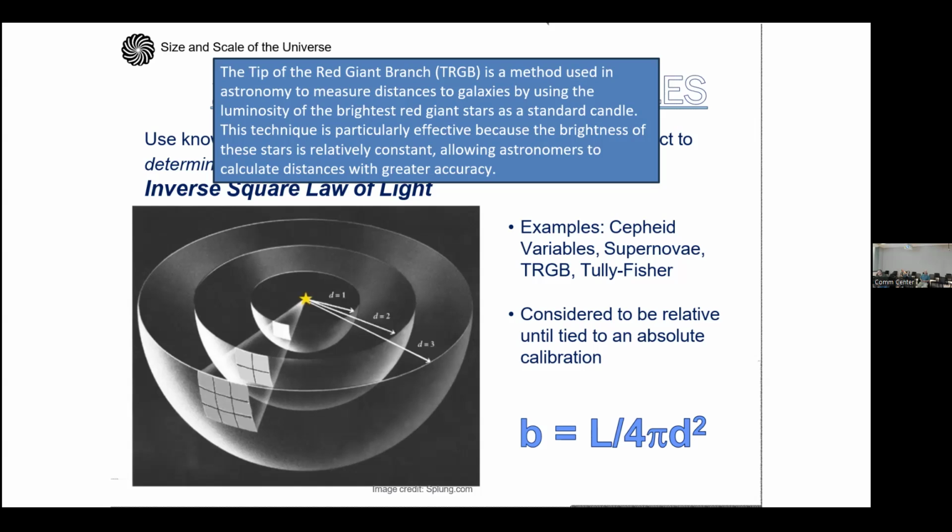All stars of normal non-giant size will reach that phase at some point near the end of their red giant phase, and they will level out in luminosity. They will get to that standard luminosity phase, and at that point, they become a standard candle. It's called the tip of the red giant branch.